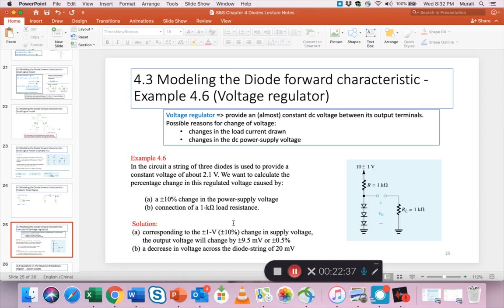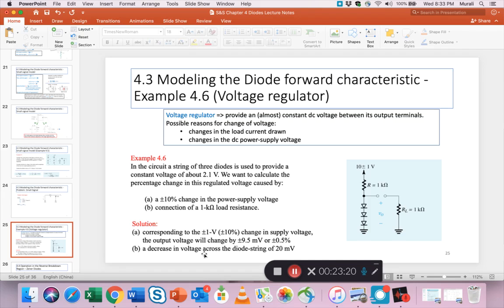Corresponding to the plus 1 volt change, right? If there is a 10% change, that means plus 1 volt. The output only changes by 0.5%. So it's staying pretty good, right? Under open circuit conditions. B, that means open circuit, meaning no load conditions. B, now you have an RL. As soon as you connect the RL, then what is the drop in voltage from that 2.1 volt? It drops by about 20 millivolts.